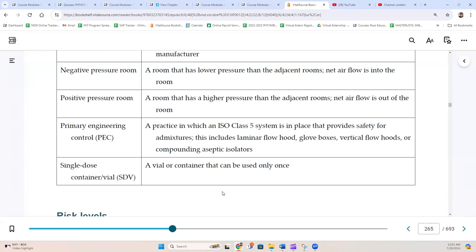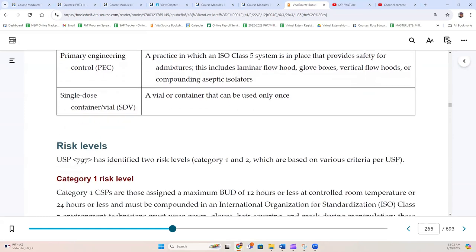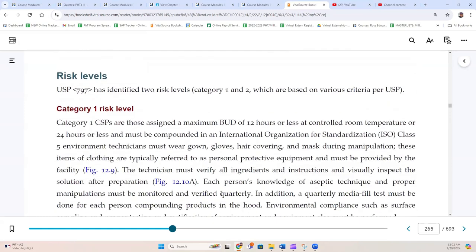The primary engineering control, a practice in which an ISO Class 5 system is in place that provides safety for admixtures. This includes laminar flow hood, glove box, vertical flow hoods, or compounding aseptic isolators. And then finally, single dose containers, a vial or container that can only be used once. The USP 797 has identified 2 risk levels, which are based on various criteria per USP.